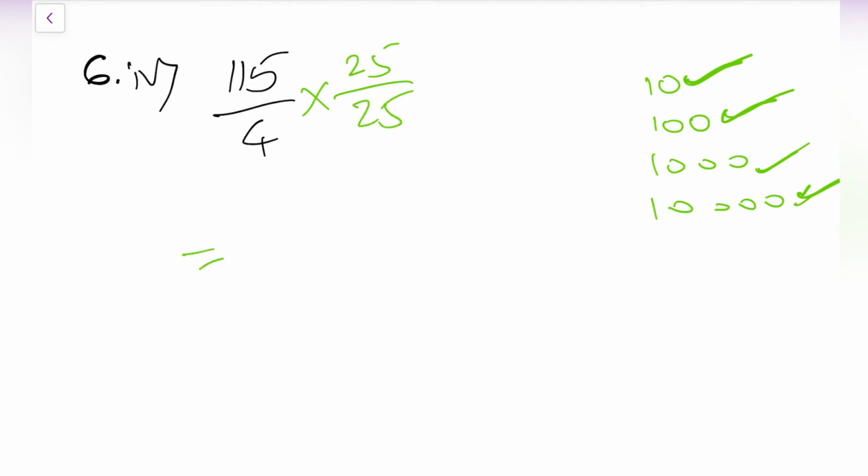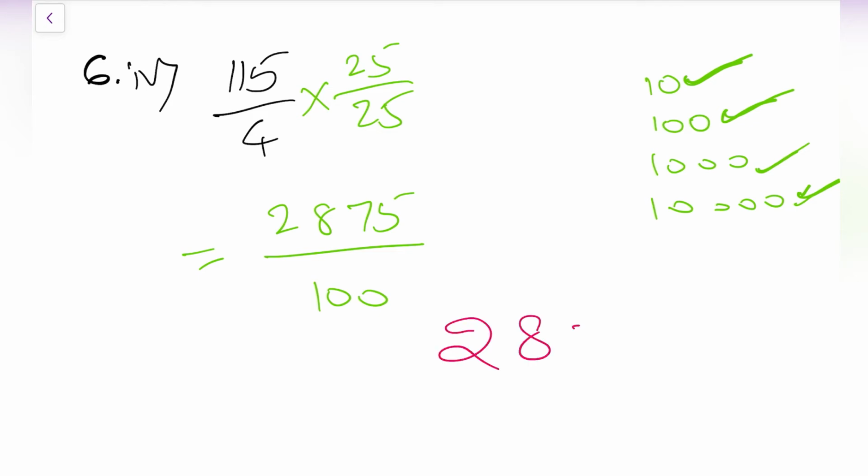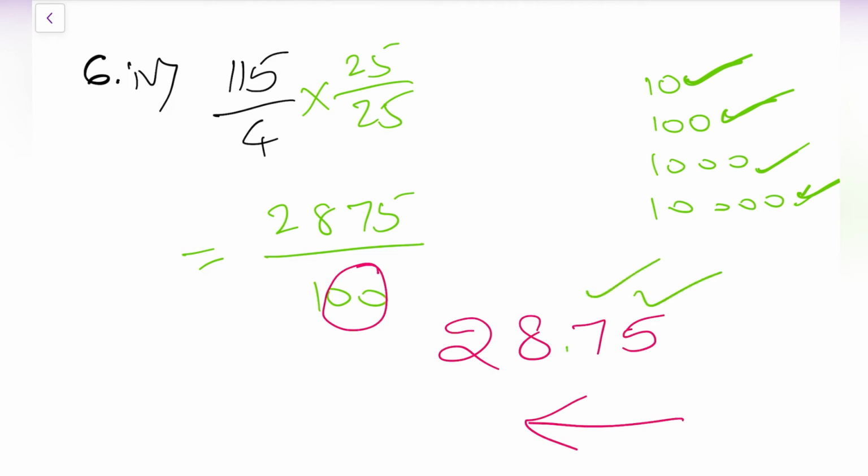Now multiply the numerators. 115 into 25, 2875, divided by 4 into 25, 100. Now write only the numerator, that is 2875. How many zeros are there? We have 2 zeros in the denominator. So from the right side, after 2 digits you need to keep the decimal. This is first digit, second digit. So after 2 digits you need to keep the decimal. That will become 28.75.